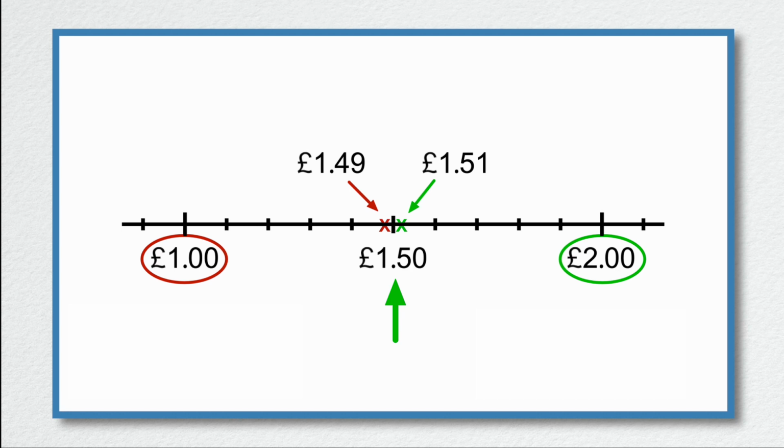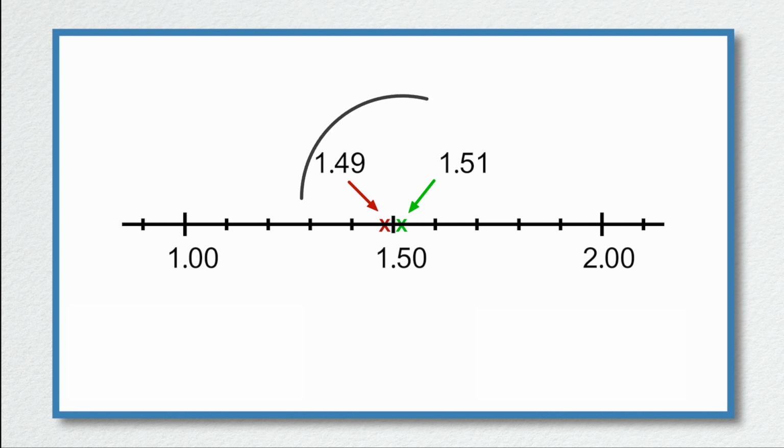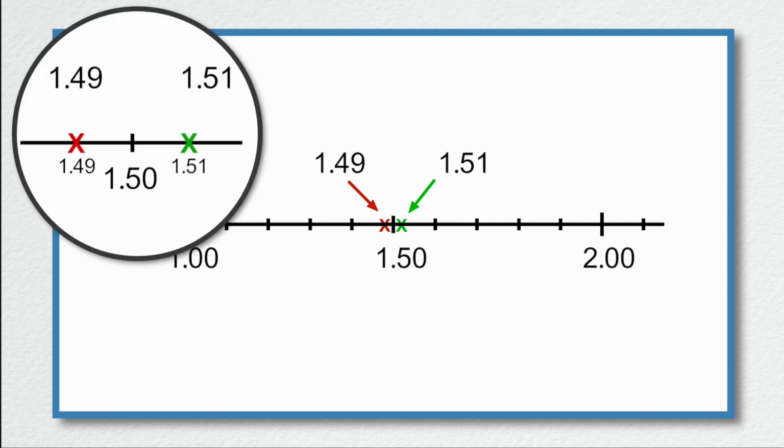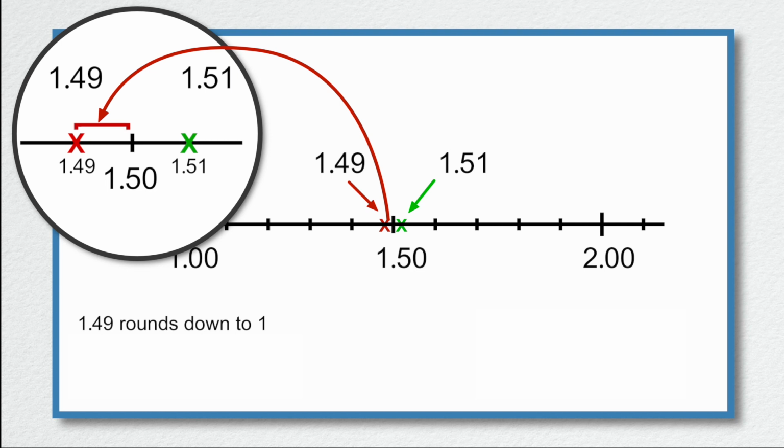Well, now let's take away the pound signs. So this time we have 1 and 2. And we have the halfway point 1.5, and we have the numbers 1.49 and 1.51. I'm going to zoom in on the number line around 1.5 to include 1.49 and 1.51. I'm going to write a series of numbers that get closer and closer to 1.5, and we're going to round those numbers to the nearest 1. I'll begin by looking at this part here.